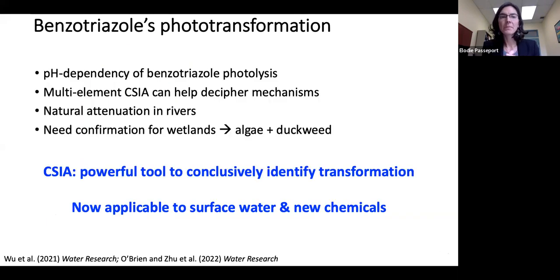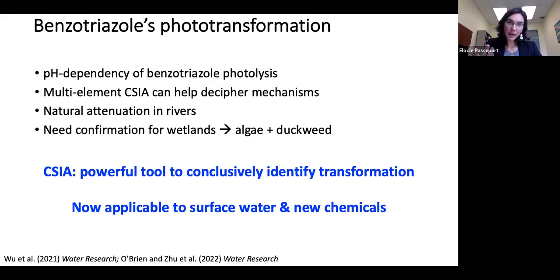Okay, so just to sum up, we did find a pH dependency of benzotriazole photolysis. We showed here that multi-element CSIA, so stable isotope analysis of not just carbon, but carbon, hydrogen and nitrogen, can help us decipher reaction mechanisms. And it can help us now identify the aqueous phototransformation of benzotriazole in the field. That can happen, for example, in rivers. We also found that benzotriazole was photodegraded faster at lower pH.